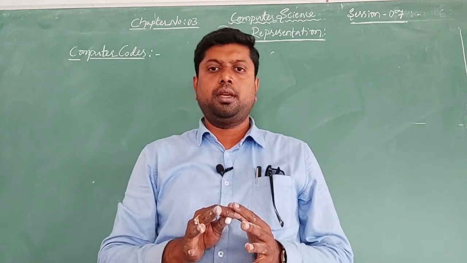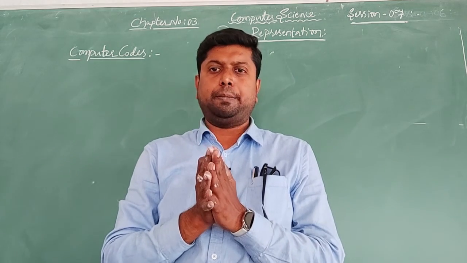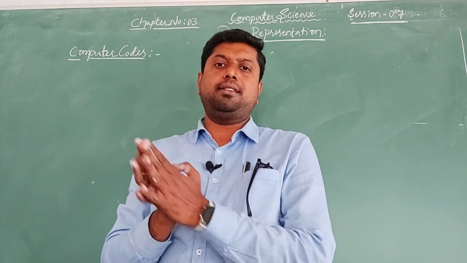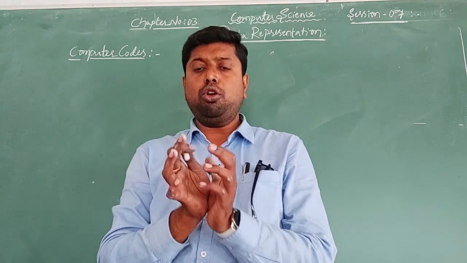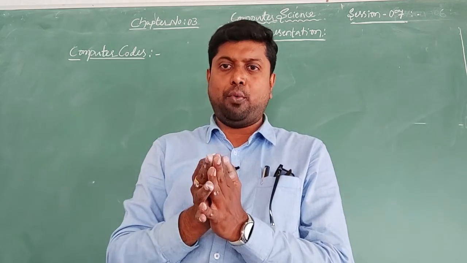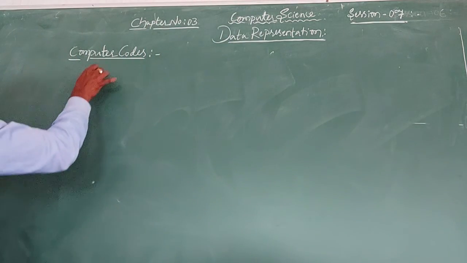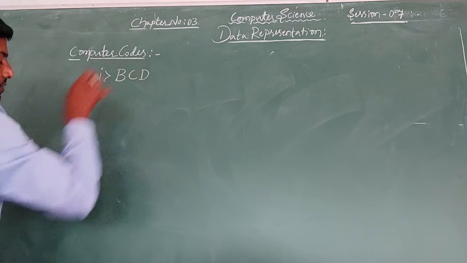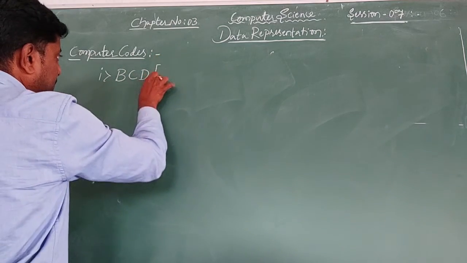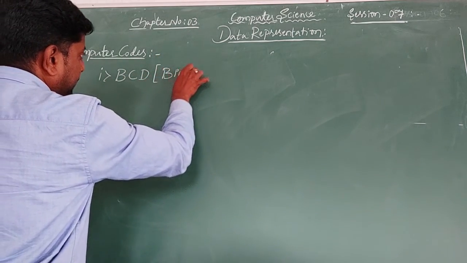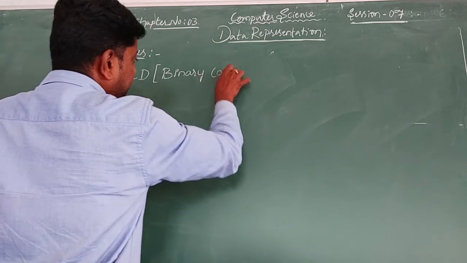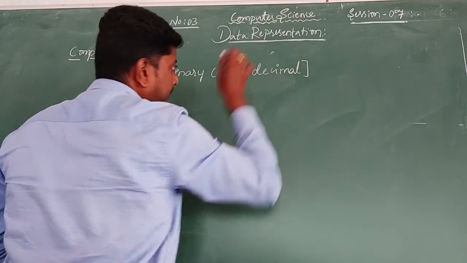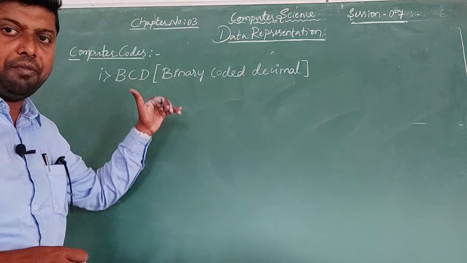See, dear students, in this particular topic, we have 4 major categories of computer codes. If I want to mention all computer codes one by one, I will write like this. See, first one, BCD. If I want to abbreviate, binary coded decimal. Binary coded decimal will be the first type of the code.